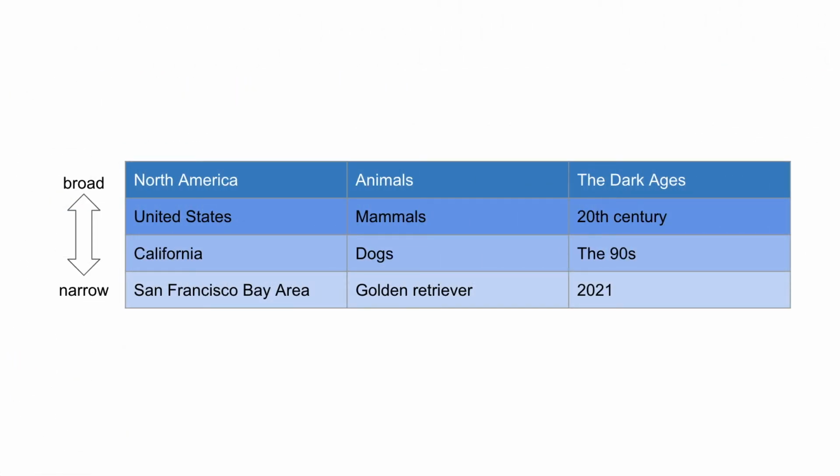So here's an example of some terms that go from narrow at the bottom to really broad at the top. So North America is a very broad topic. United States is much more narrow. California is even more narrow than that. And San Francisco Bay Area is even narrower than that. So using different terms can affect the range of your results.